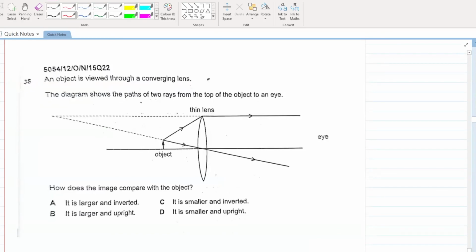An object is viewed through a converging lens. The diagram shows the path of two rays from the top of an object to an eye. How will the image compare with the object? So the image is formed somewhere here. This is the object. So the image is larger. Yes, correct. It is upright as well. B is your answer. It is not smaller. It is not this. It is not this.